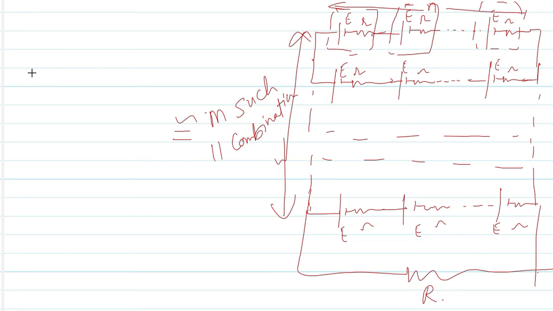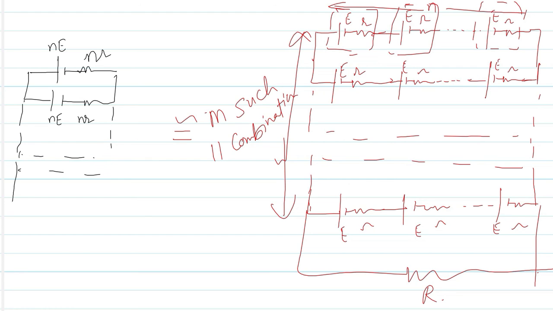How would you write it? You would write nE. We have already done this part, and nR. So in each branch you will see nE, nR, and m such parallel combinations are there, each with nE, nR. And this is the external resistance, right students?